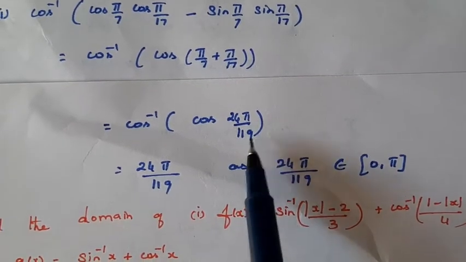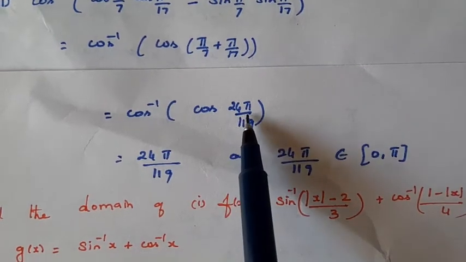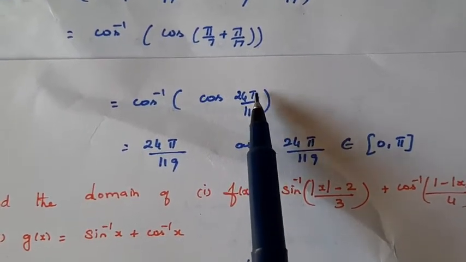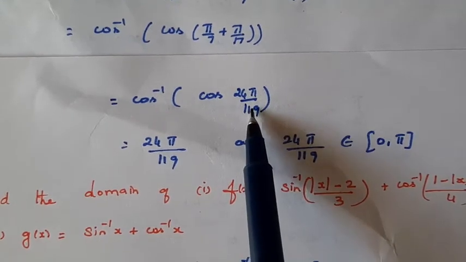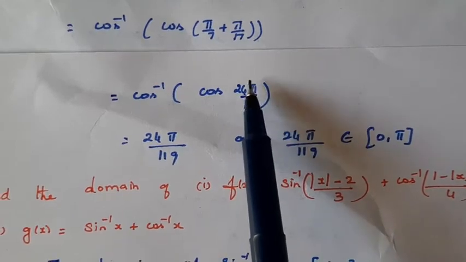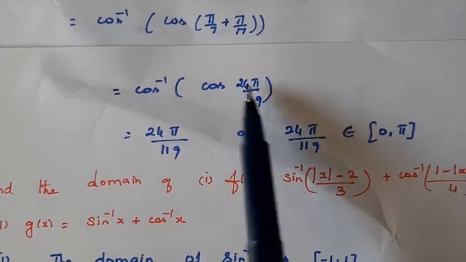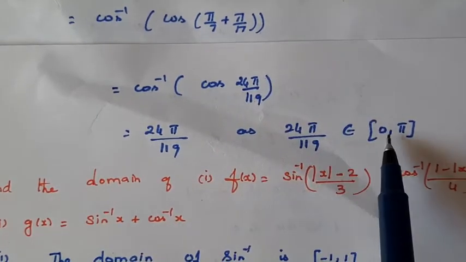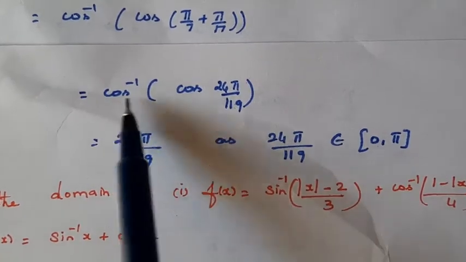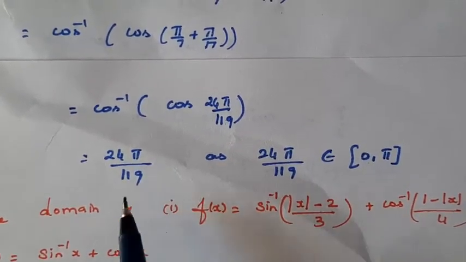This 24 pi by 119 belongs to the closed interval 0 to pi, that is, it lies in the first quadrant. Look at this, if pi is 180 degrees, so on substituting pi as 180 degrees, if you divide 180 by 119, it will be 1 point something. After multiplying 24 into 1 point something, it will be 24 point something like that. So it lies in the first quadrant. So clearly it belongs to the closed interval 0 to pi, the required principal domain. Therefore, cos inverse of cos x is equal to x, that is 24 pi by 119.